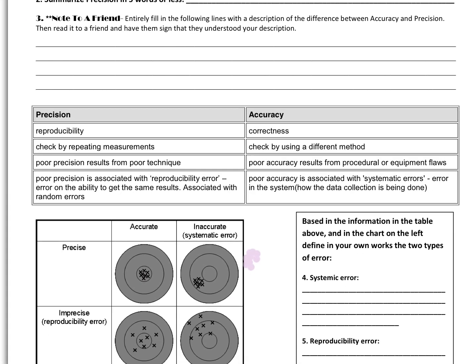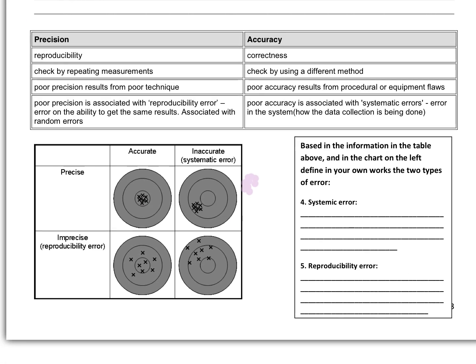For precision, precision is reproducibility. If you have poor precision, it's from poor technique. So poor precision is called a reproducibility error. It is an error on the ability to get the same results. You can't reproduce the same results. So you have bad reproducibility. You have bad precision.